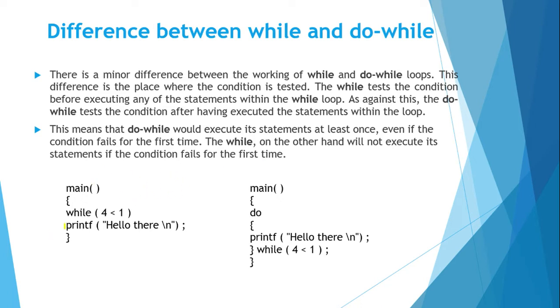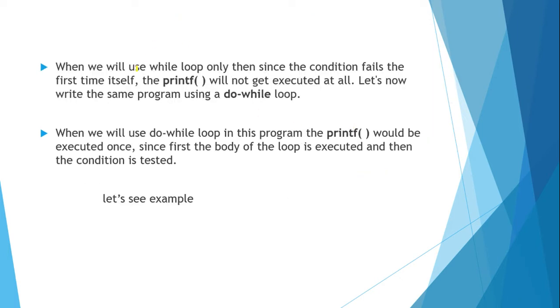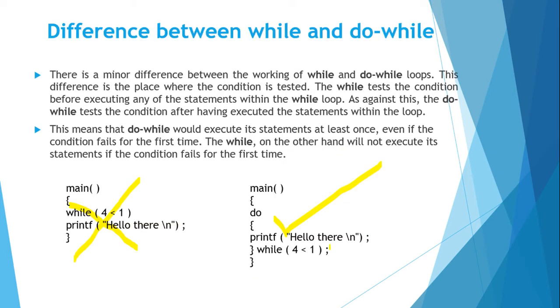So you can see here, while 4 less than 1, printf this. As 4 is greater than 1, this will not be encountered. But in this loop, do hello there, while 4 is less than 1, this will be executed once and then it will be stopped. So this is the basic difference between while and do while. Let's see this. When we use a while loop only, since the condition fails the first time itself, the printf will not get executed. When we use a do while loop in this program, the printf would be executed once since the body of the loop is executed and then the condition is tested. As the condition is tested after the execution, it will be executed.